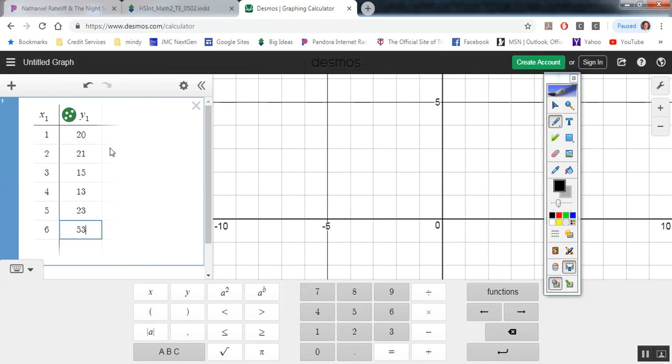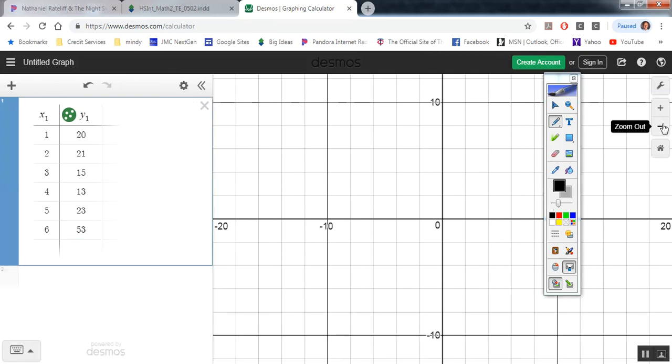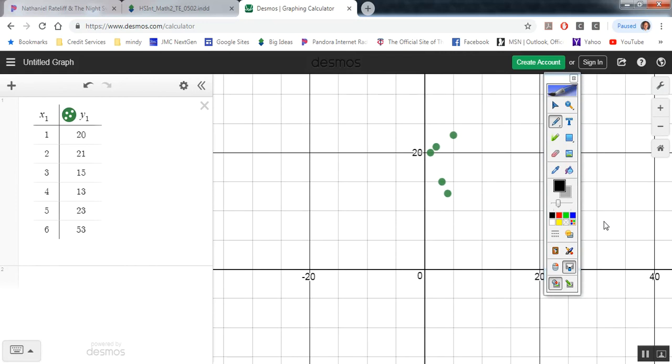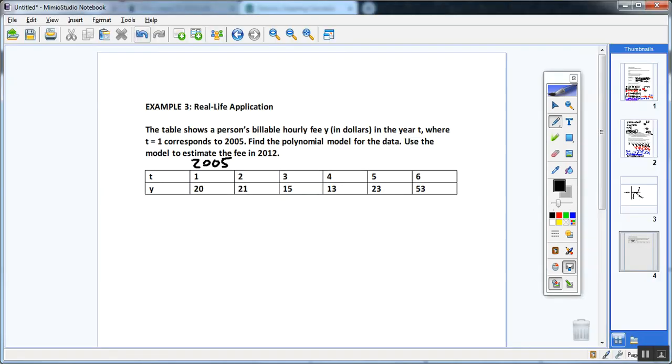Now my question is this. I don't know what degree this is, so I don't even know where to start for degree. We better figure that out first. We have those points in there. I'm going to zoom out a bit so we can see some of these points. Okay, we see a few of them. It's kind of a mess. We better figure this out, kids. What's the difference here? 21 minus 20 is 1. 15 minus 21 is negative 6.